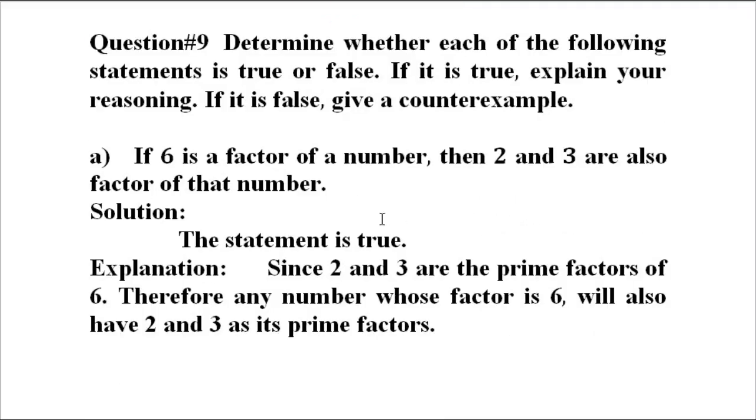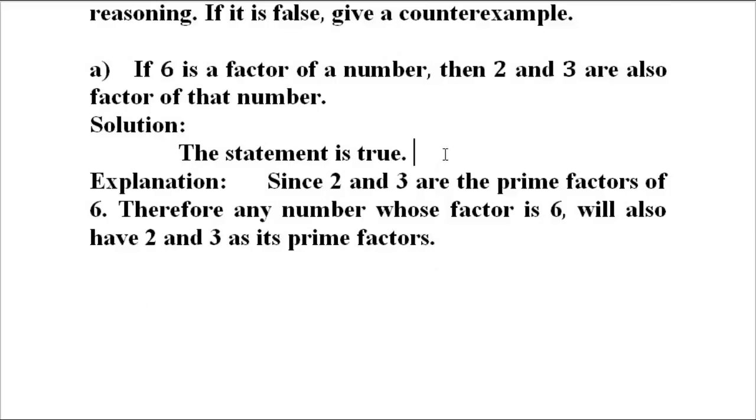First part of this question. If 6 is a factor of a number, then 2 and 3 are also factors of that number. The statement is true. Since 2 and 3 are the prime factors of 6, therefore, any number whose factor is 6 will also have 2 and 3 as its prime factors.